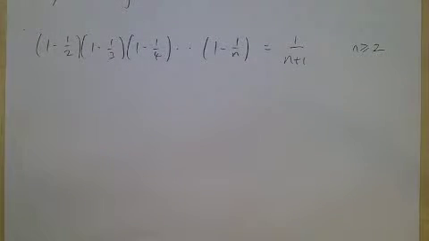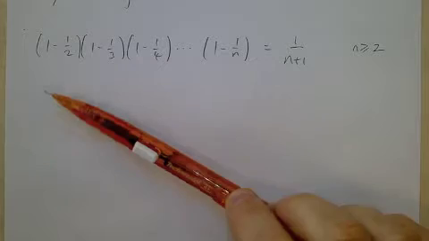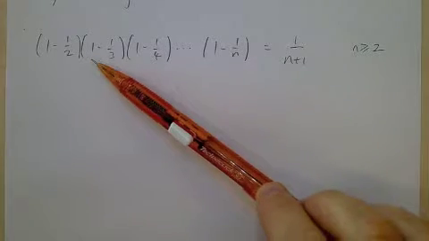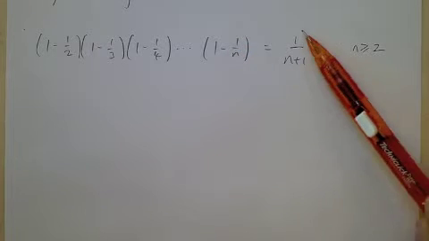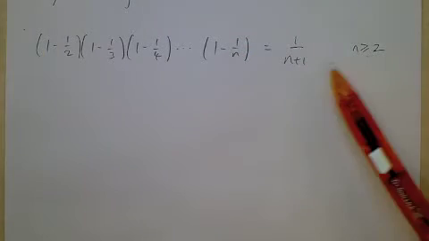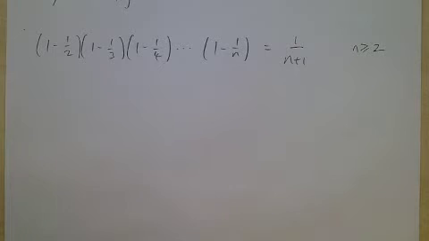A similar question for you to try. Can you prove this result? A similar product, 1 minus a half times 1 minus a third up to 1 minus 1 upon n equals this. Again for n greater or equal to 2. I'll leave you to prove that by induction.